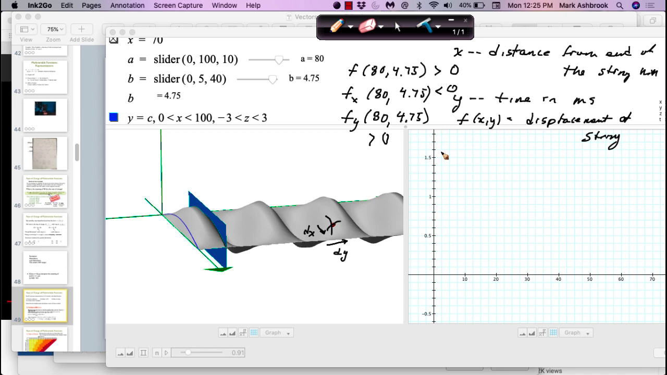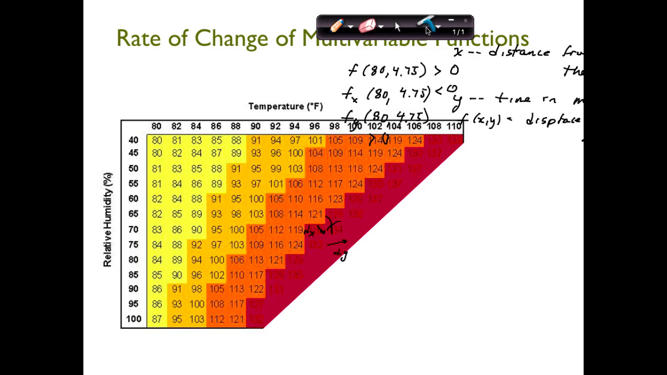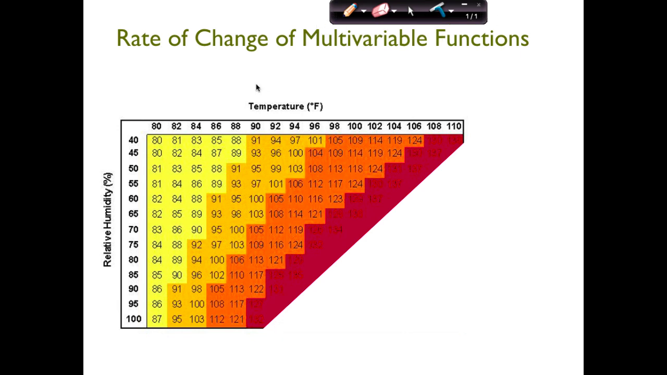Okay, so let's look at table of values. So we've looked at the formula function, that's your derivative rules. We've looked at analyzing the surface. Now, what about a table of values? So here's an example. This is a multivariable function as a table of values, and it's the heat index function. How hot it feels at a certain temperature and humidity.